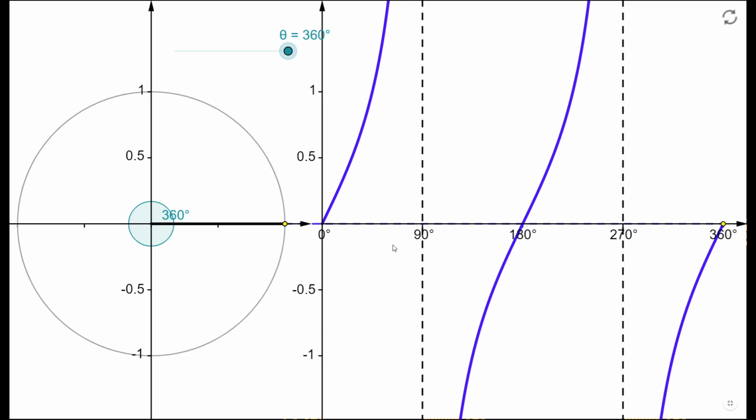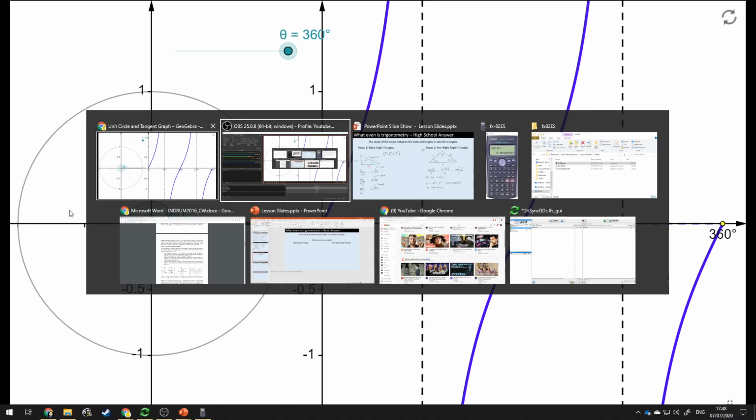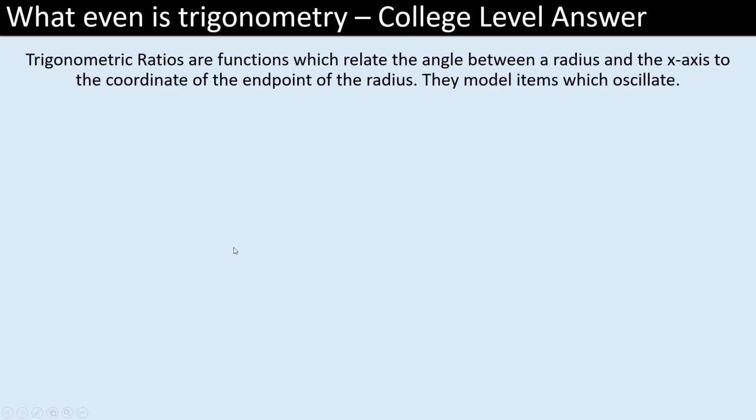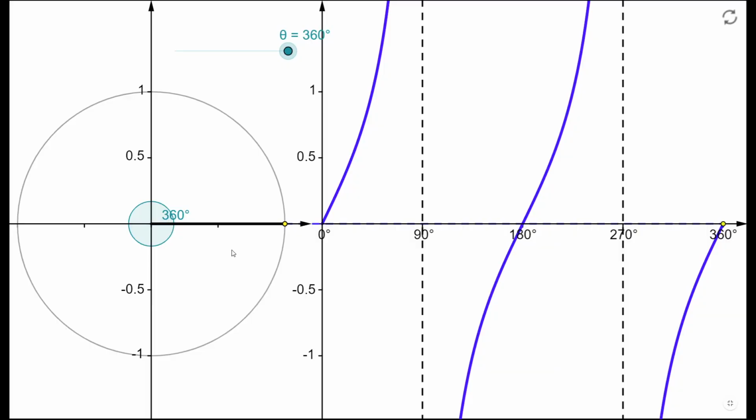Now, all of this is very pretty and very nice, but does it help us answer that question, what even is trigonometry? Well, that takes me through to what I would say is our college level answer. Trigonometric ratios are functions, and they relate an angle between a radius and an x-axis to the coordinate of the endpoint of the radius. That in itself is like, whoa, we're not even talking about triangles anymore. Okay, but have a look.